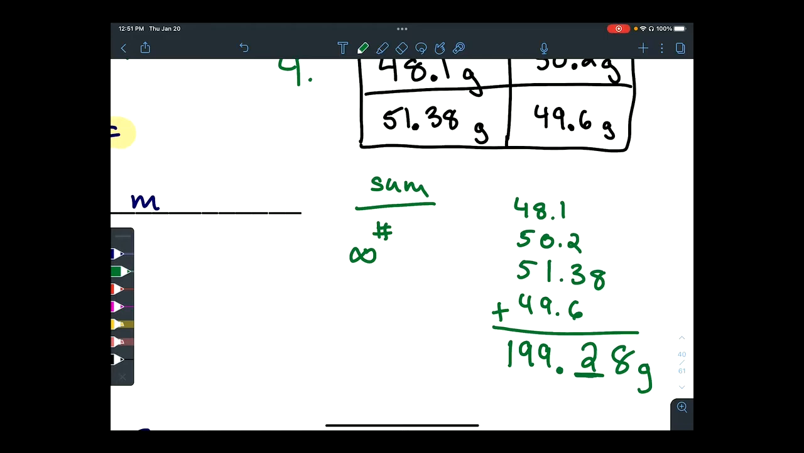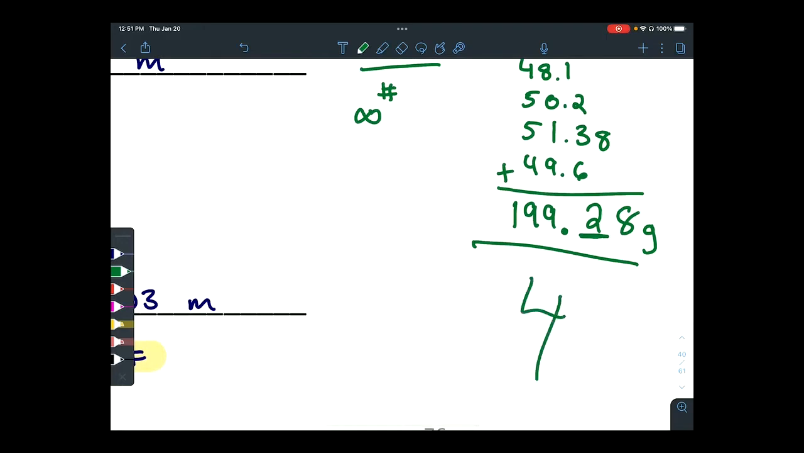And so our sum here would have 4 significant digits. But we're not done. We still have to do the division. So we take this number and we divide it by 4. But we just said, how many sig figs does this sum have? 4. It has 4 sig figs. So when we do division, how many sig figs will be in our average, in our answer? 4, not 3.